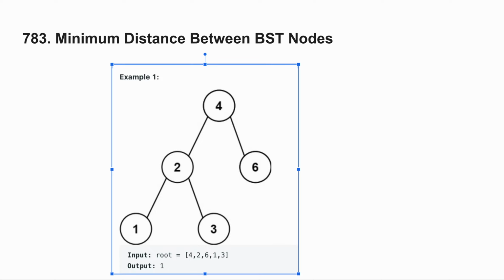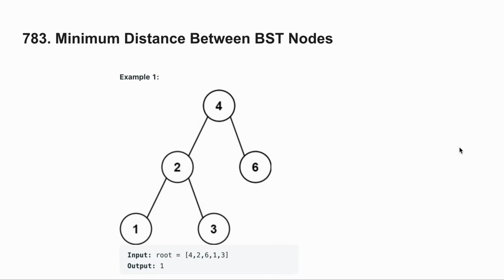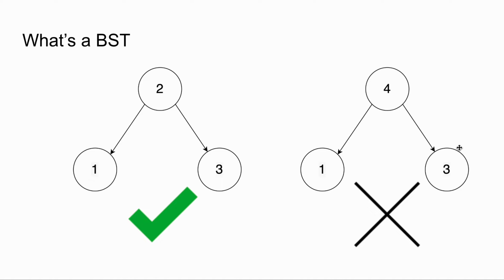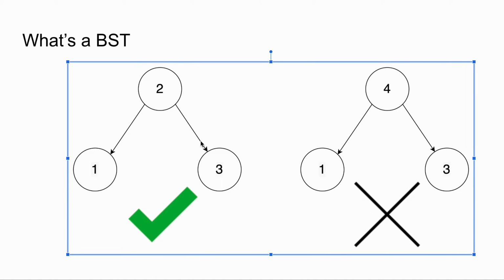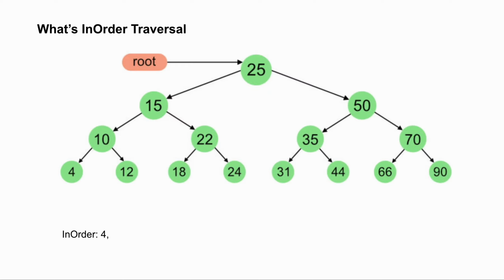Why is it so important? In a binary search tree, the left node is always lesser than the parent node and the right node is always greater than the parent node. For example, in this example, 1 is lesser than 2 and 3 is greater than 2. But if you take this one, is this a valid binary search tree? No. Though 1 is lesser than 4, 3 is not greater than 4, so this is not a valid binary search tree.